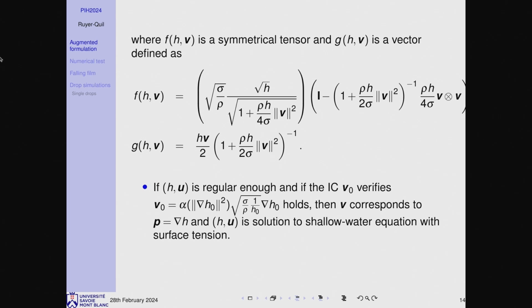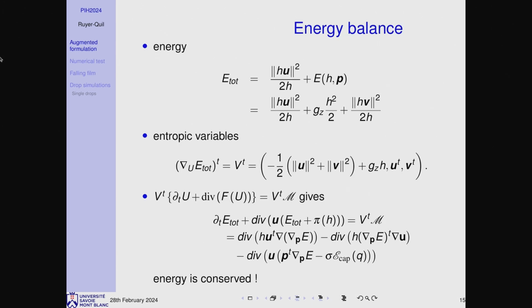But the main thing here, which is not very simple, is that we need regularity. And so that may introduce some problems when we deal with contact lines. Okay, but still, we get the energy balance very easily by taking the derivatives with respect to the conserved quantity of the total energy. So that enables us to write entropic associated variables.